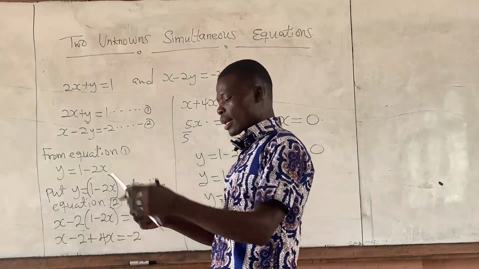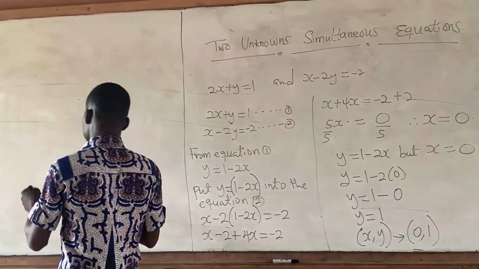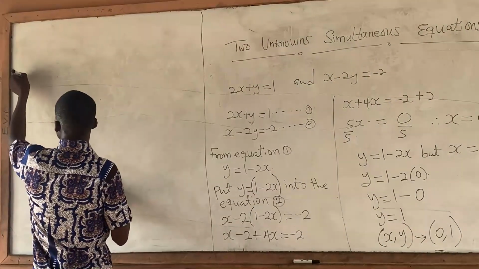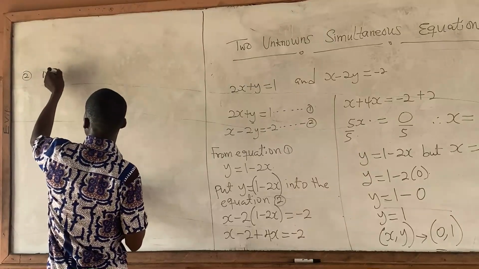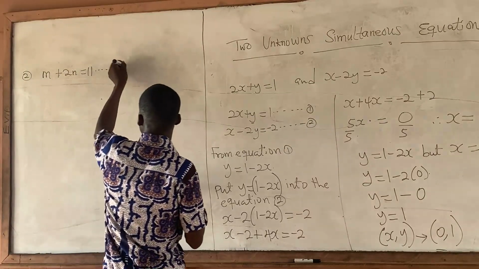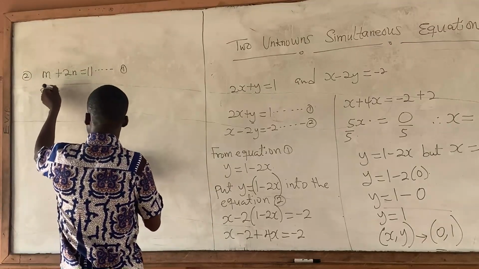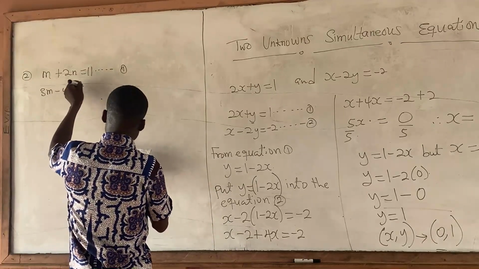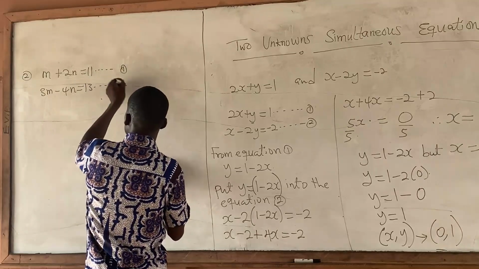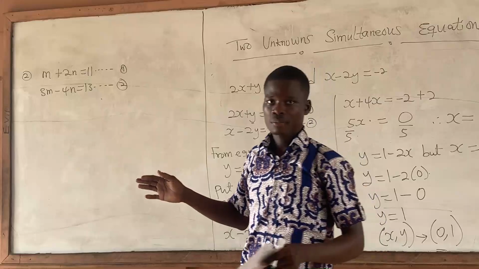Now let's look at the second problem. The second problem, which we have, is m plus 2n equal to 11 as equation 1, and we have 3m minus 4n is equal to 13 as equation 2, and we have to solve these two equations simultaneously.